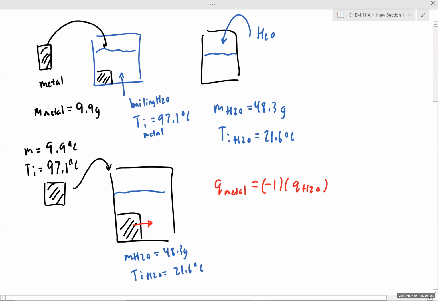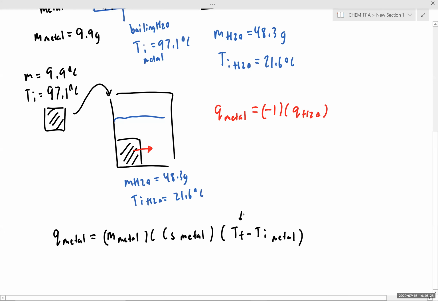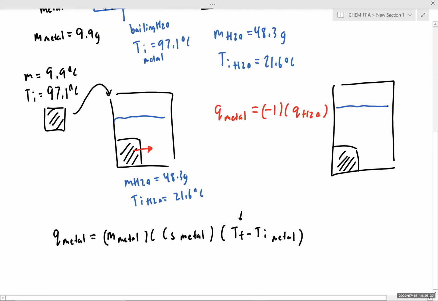Now we can rewrite each of these expressions, considering that Q metal is equal to the mass of the metal times the specific heat of the metal times T final minus the T initial of our metal. And speaking of the T final, after the metal and the water have reached thermal equilibrium, what was our T final for our metal water mixture? What was the final temperature after mixing the metal and water? 23.5 degrees Celsius. Okay.